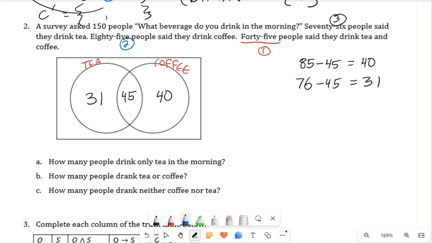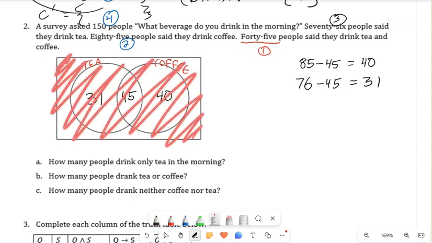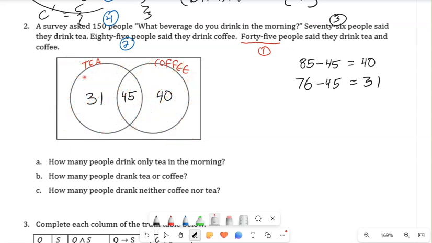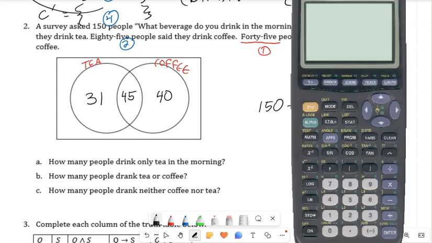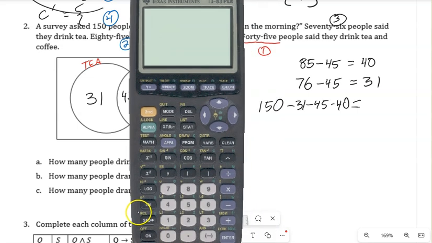Finally, we get to that there are 150 people total. So that's 150 people in this entire universal set that's in the rectangle. But we already have 3 sets of numbers in this rectangle. So if we subtract those, and this is where I would trust technology over my brain. So let me just make sure I get this right.